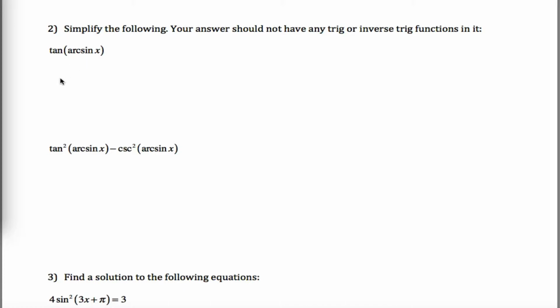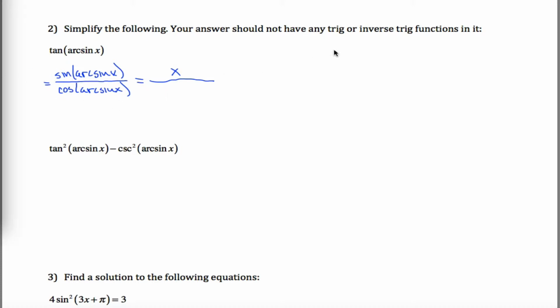Well, I'm going to take advantage of the fact that tangent of an angle is equal to the sine of that angle divided by the cosine of that angle. So what can I do with this? Well, the cosine of the arcsine of x is going to take some work. But the sine of the arcsine of x, that's just x. So that's good. I'm almost done. I just need to figure out what goes right here.